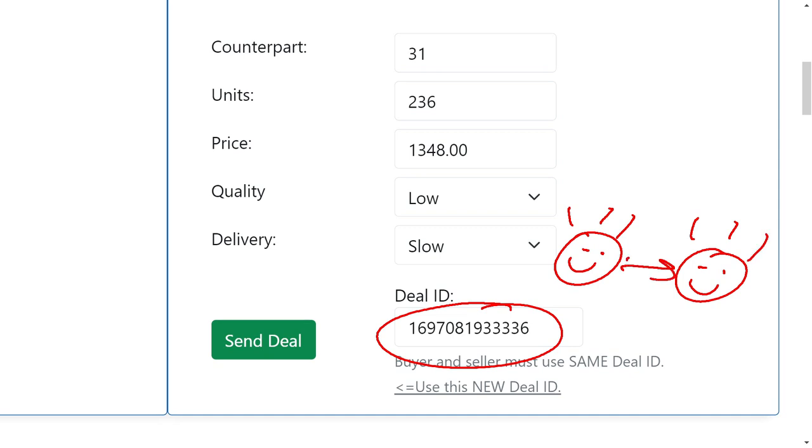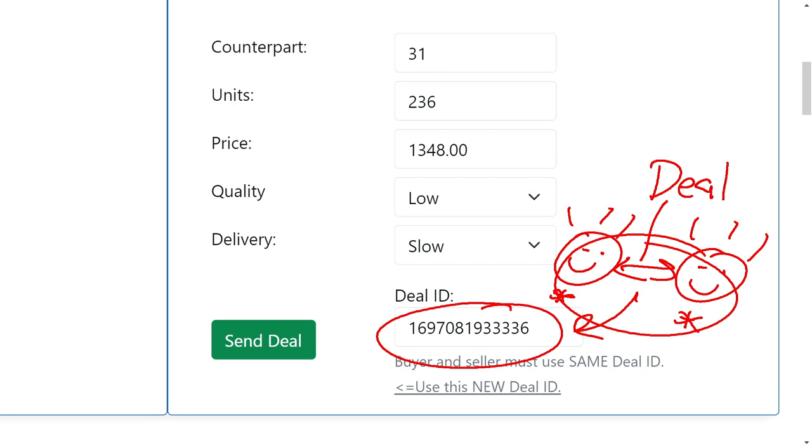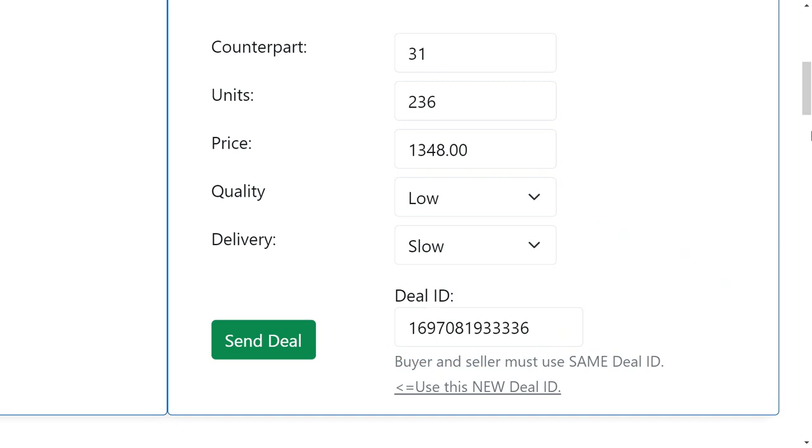Right? Because they're going to make one deal. So this deal needs to have an ID. So this group will use it, and this group will use it, and it's the same deal, one deal. So that's the important thing to not forget. And then when we're finished, we can just go ahead and press the button, send a deal, and the deal will go into the database.